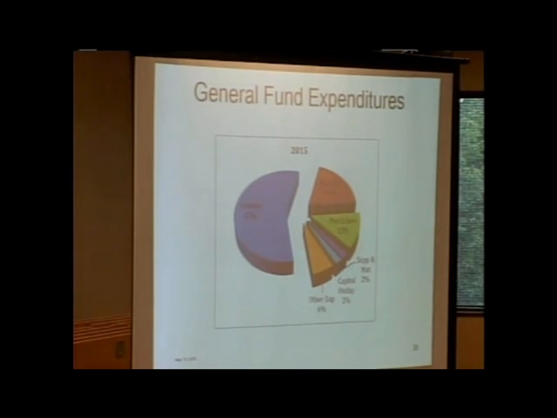These are general fund expenditures. The salaries right here are 57%, the blue line. The red line up here, benefits are at 20%, and the purchase services are at 13%. Those make up the biggest lines.